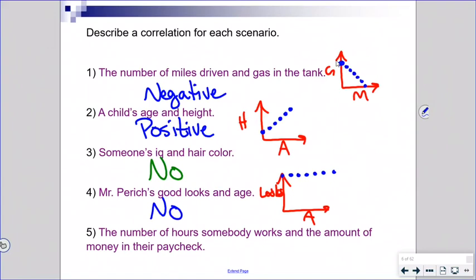But those of you who said negative, teacher, find out who they are, kick them out. And then last but not least, the number of hours somebody works and the amount of money in their paycheck. Well, the more you work, the more you get paid. So that's a positive. Oh, good job, boys and girls. You did great.